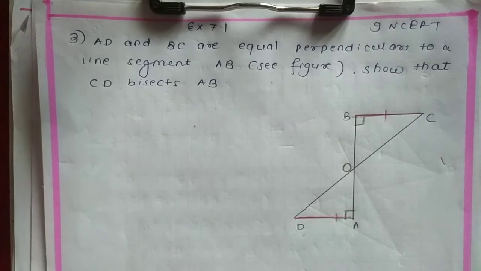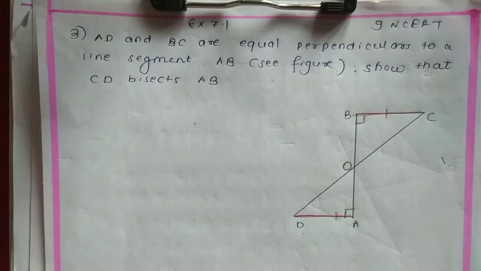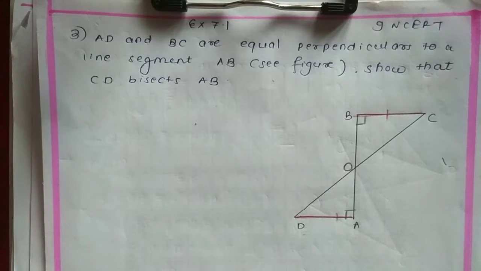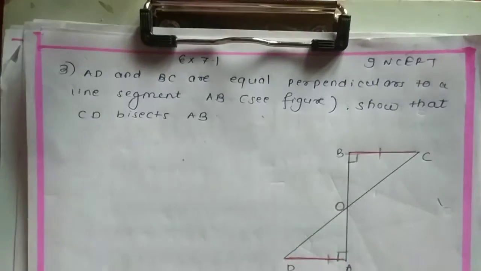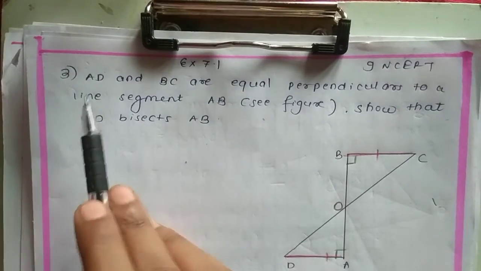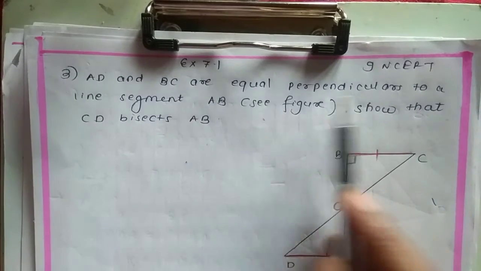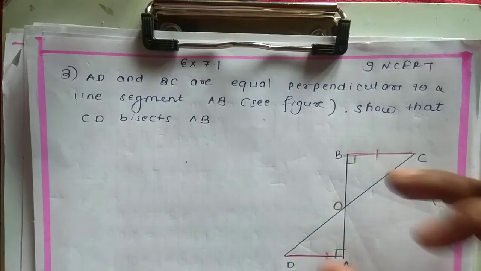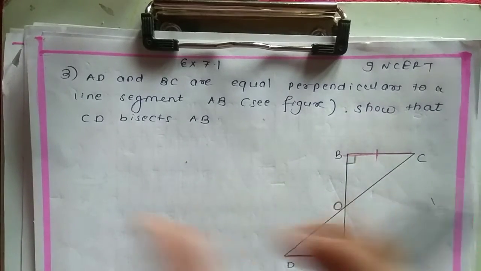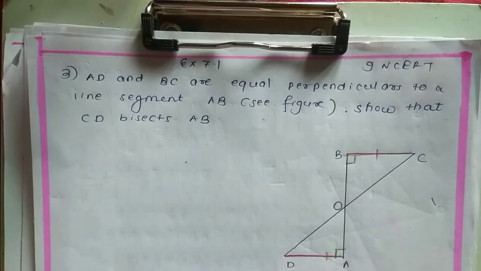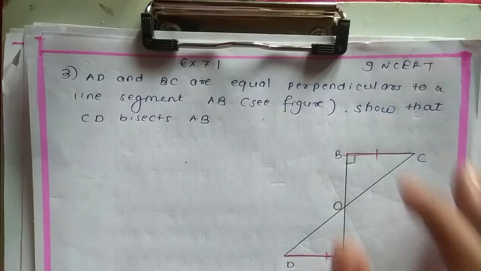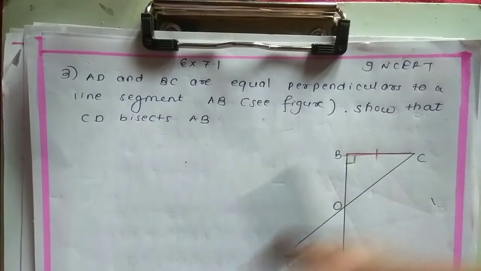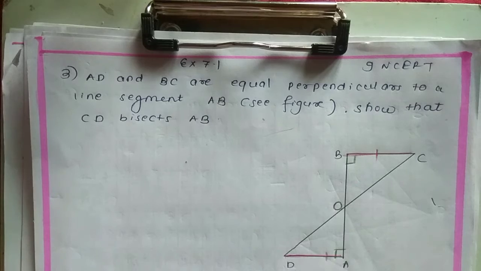In this video, I am going to explain from 9th standard NCERT exercise 7.1, question number 3. So let us start with the question. AD and BC are equal perpendiculars to a line segment AB. Here you can see the figure is also given, and even the instruction is given, because sometimes in an exam the figure will not be given. So according to the given instruction you must draw the figure.